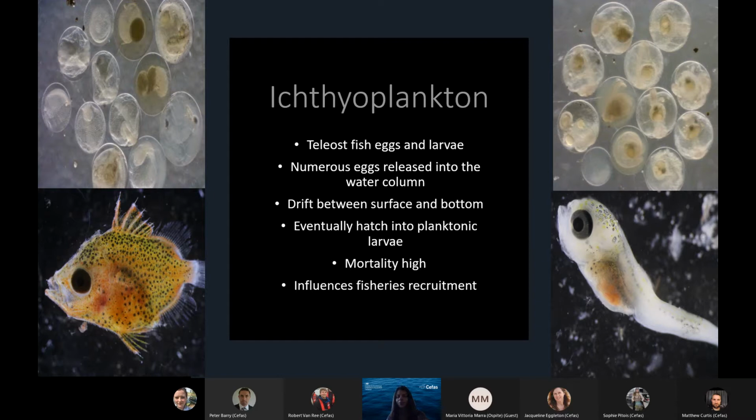As the survival and distribution of fish larvae and eggs has a big impact on fisheries recruitment, Cefas has been involved over the years in many surveys which aim to determine the abundance of ichthyoplankton around the UK.